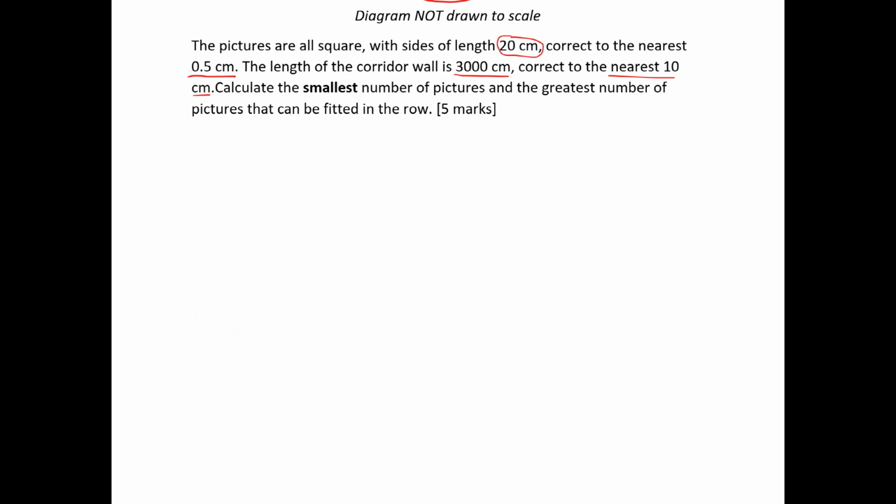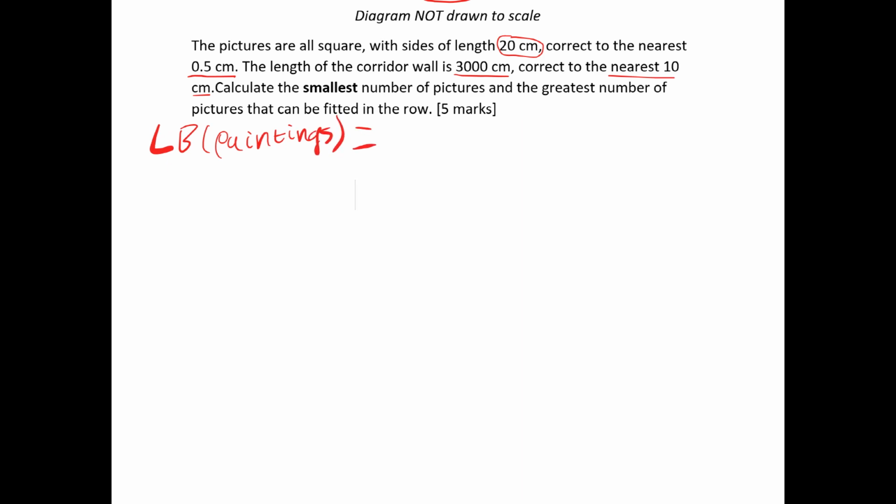On the other hand, to work out the greatest number of paintings, we would need to work out first what is the least possible width, or the lower bound of the width for the paintings, and the upper bound for the length of the corridor. Because then you've got the maximum amount of space in which to fit the paintings, and the paintings are as narrow as possible. So first of all, let's look at the lower bound for the paintings.